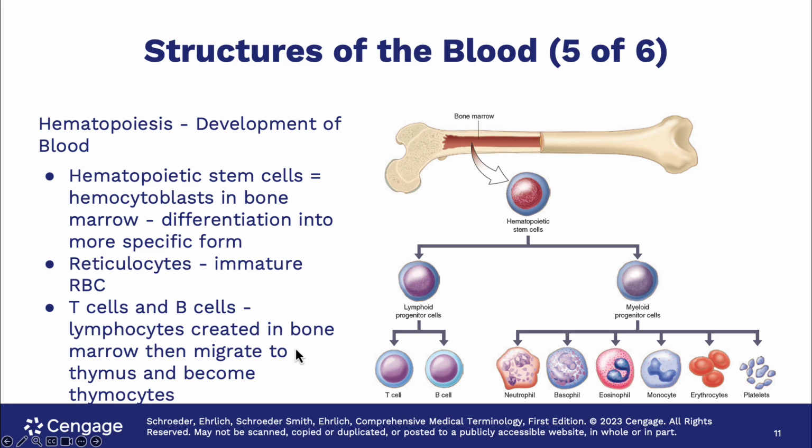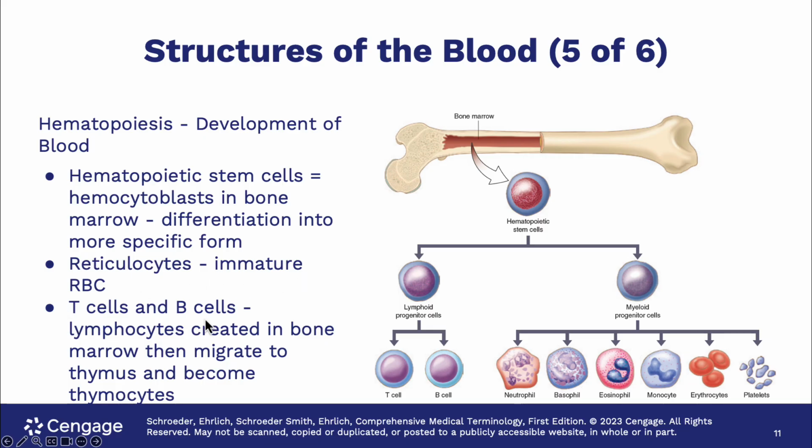So if we look at hematopoiesis, which is the formation of blood, this is when blood develops in the bone marrow. Okay? So in the hollow part of the bone, there's marrow, and that marrow produces the erythrocytes that start out as reticulocytes, which are immature red blood cells.